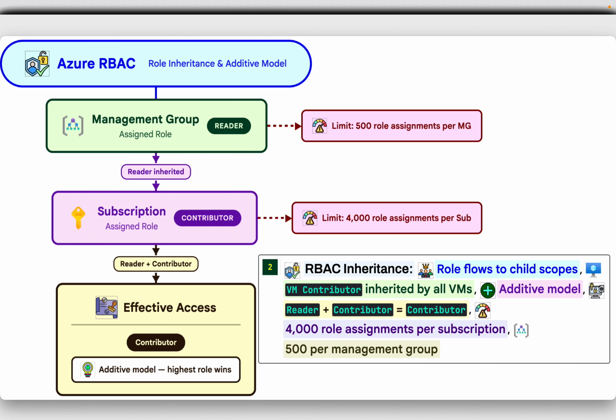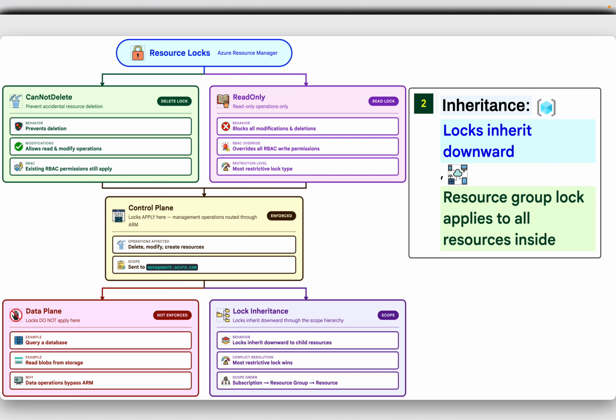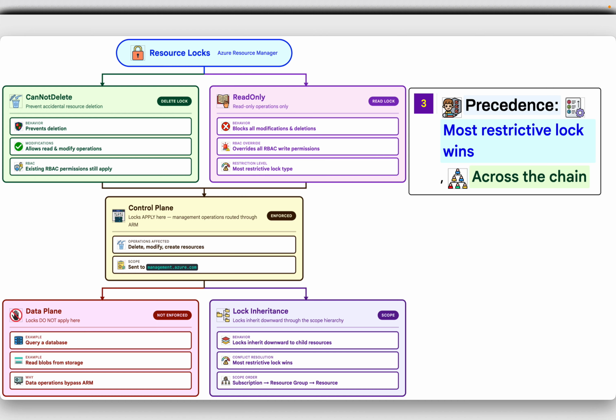Seventh topic is resource locks. Resource locks come in two flavors. Cannot delete prevents deletion but still allows modifications. Read only restricts all users to read only operations and overrides RBAC roles. Locks inherit downward through the hierarchy. A lock placed on a resource group applies to every resource inside that group. When multiple locks exist in the chain, the most restrictive lock wins across the entire scope.